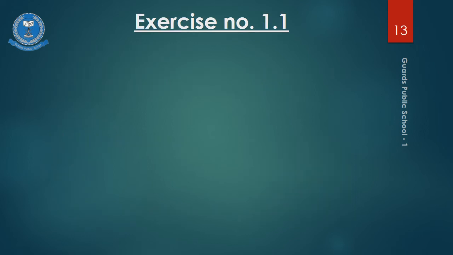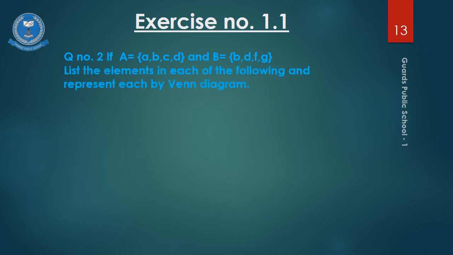Now we will practice these operations. So come to exercise 1.1. Look at question number 2, in which you are given two sets, set A and set B, and you are required to list each of the following sets and represent each by a Venn diagram. So we will solve A union B first.